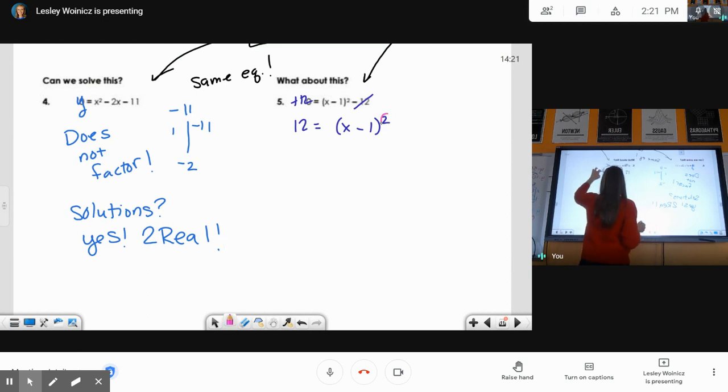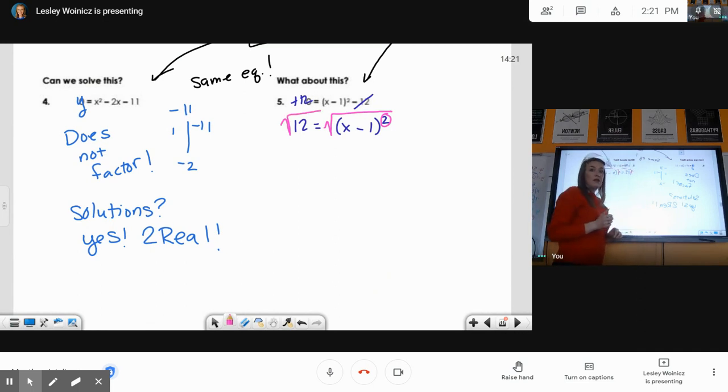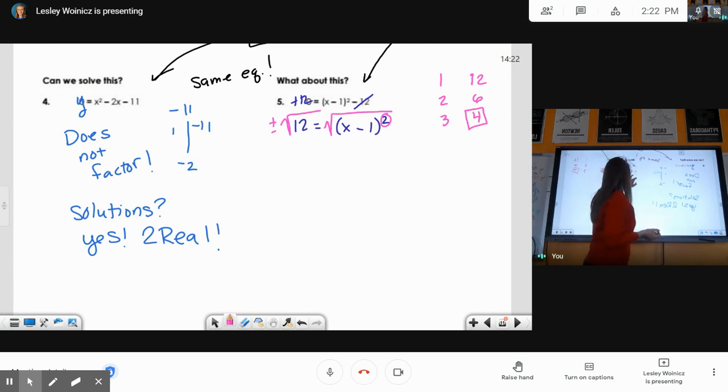To undo squaring, I'm going to take the square root. And I don't just want the positive principal root, I want the positive and the negative. 12 is not a perfect square, but it has perfect square factors. Inside of 12, we can do 1 and 12. We can do 2 and 6. Those aren't perfect squares. But if I do 3 and 4, 4 is a perfect square. So I'm going to factor this as plus or minus the square root of 4 times the square root of 3, and that is equal to x minus 1.